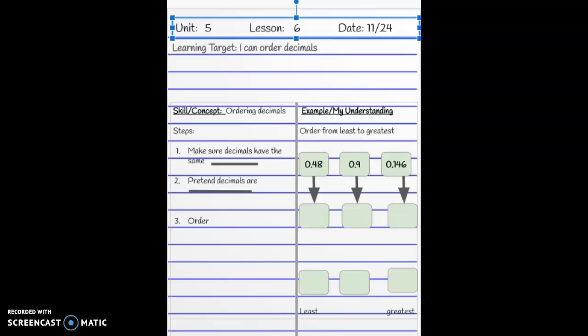We're still in Unit 5. We're on Lesson 6. We're about halfway through our unit. And today's learning target is I can order decimals.